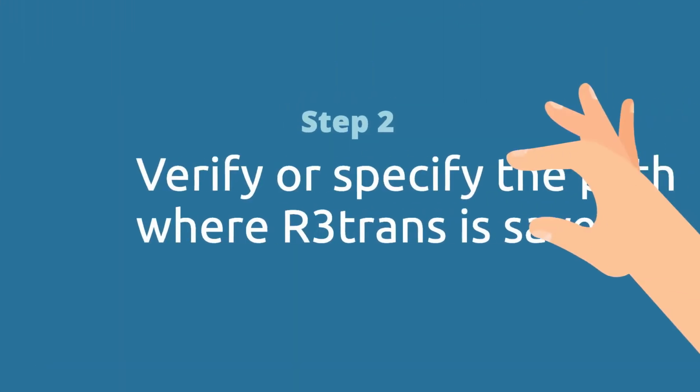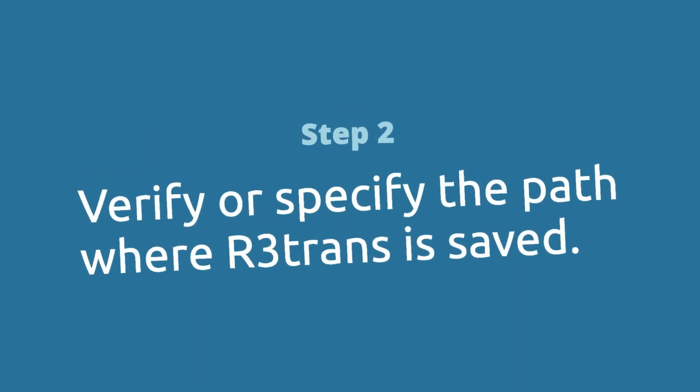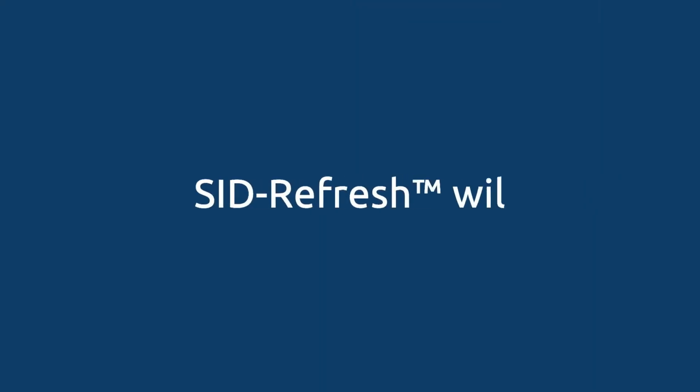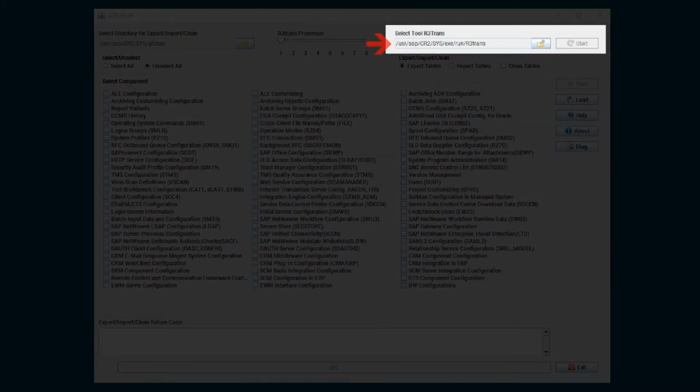The next step is to verify or specify the path where R3 is saved. Upon the initial launch, SIDRefresh will check the environment variables and automatically search for R3 in the default directory. Here is where it is installed by default. If R3 is not in the default directory, you should specify the path where it is saved.